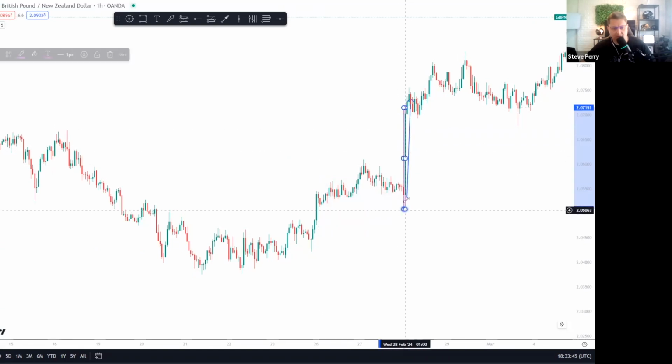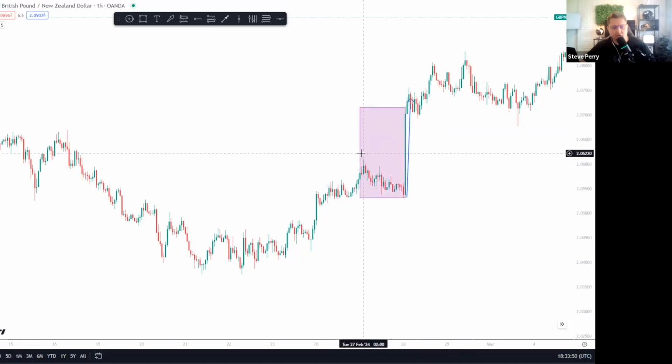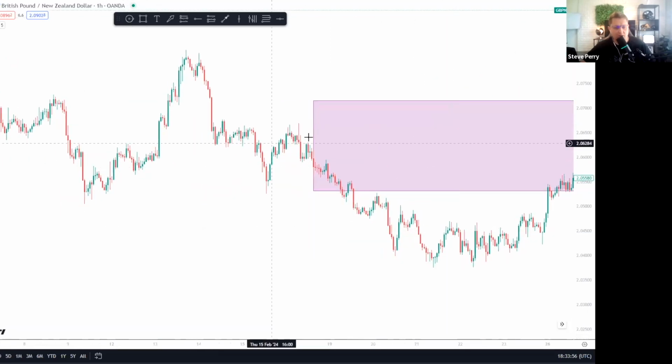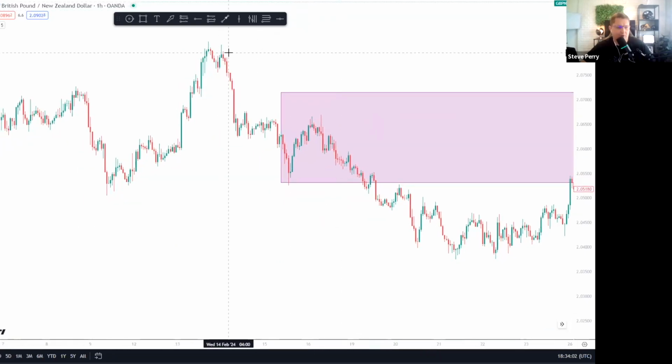So I'll actually put a little rectangle here, and I'll sweep this to the left. Okay, I'll just sweep it to the left, and I'm going to find where were liquidity zones in the past, or support and resistance areas. So I found one right here. It doesn't matter if it's supply or demand liquidity. It just has to be an old liquidity zone.